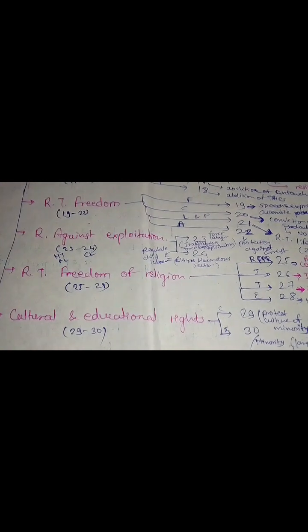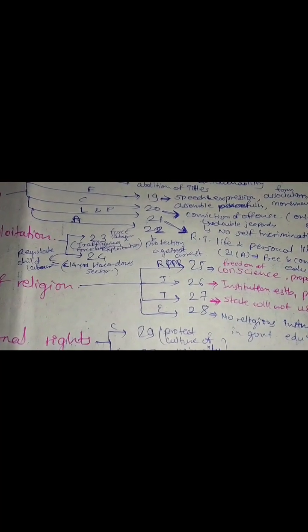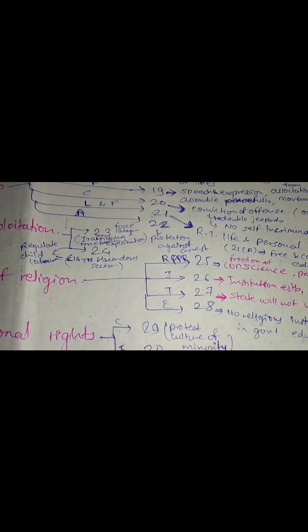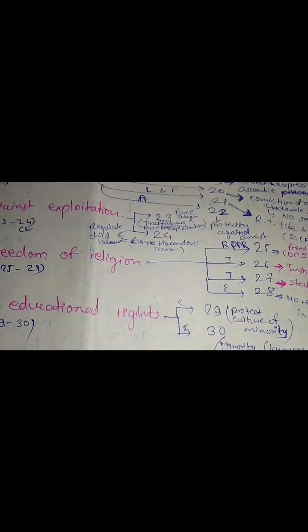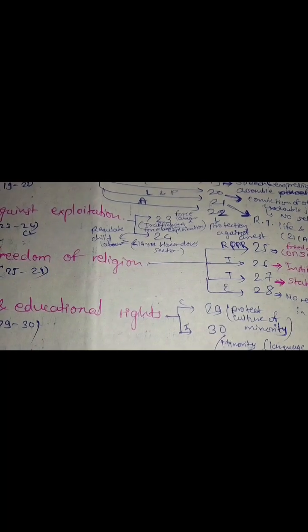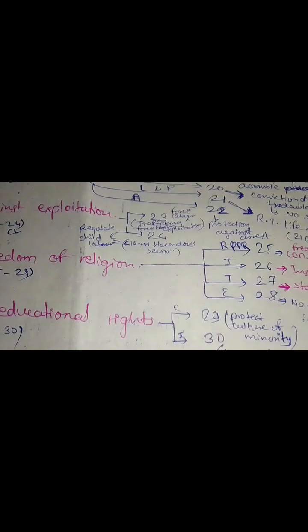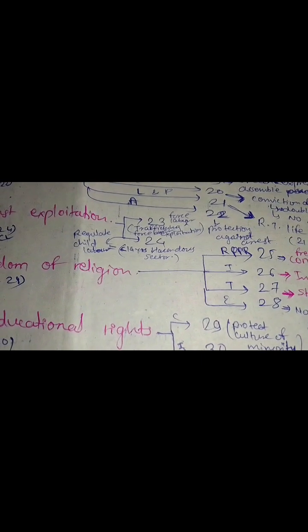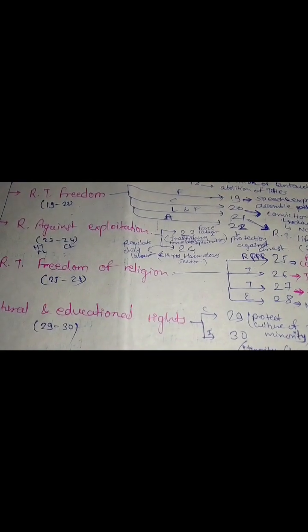Then the next part is the right against exploitation. It is covered under Article 23 and 24. Article 23 talks about forced labor and human trafficking. And Article 24 regulates child labor, which describes a child as less than 14 years, and this prohibits child labor in hazardous sectors. So these are the rights against exploitation.